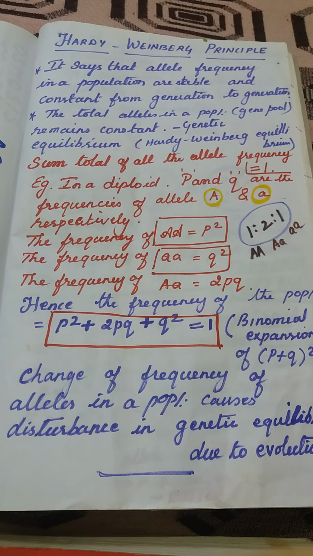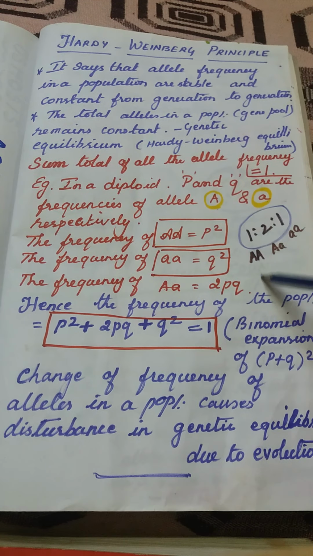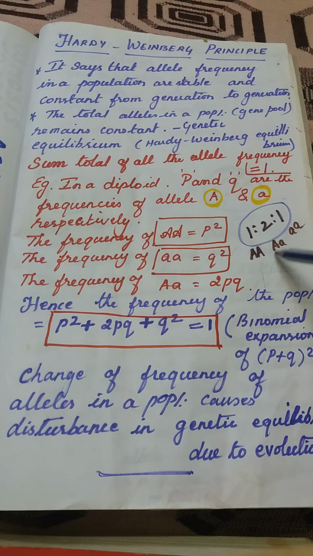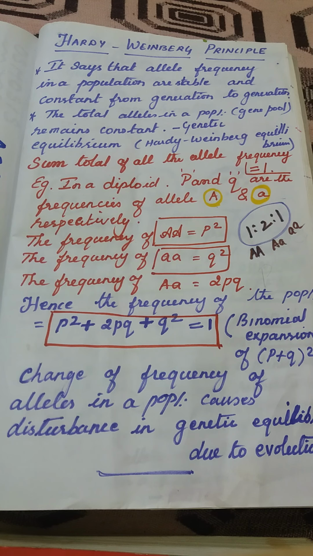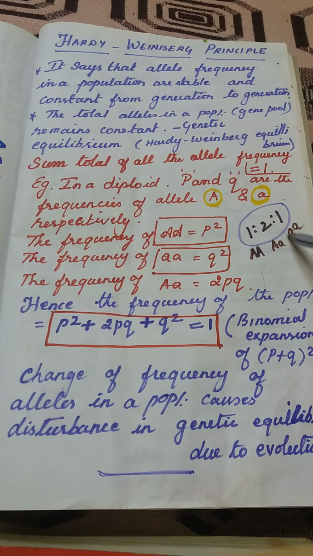Instead of A, it is considered as P. Since there are 2 A's, it is P squared. Small a is taken as Q, so instead of 2 a's, it is written as Q squared. How many heterozygous genes, capital A and small a, are there? That's why it is taken as 2PQ. If you remember this, then it is easy to write this binomial expression.